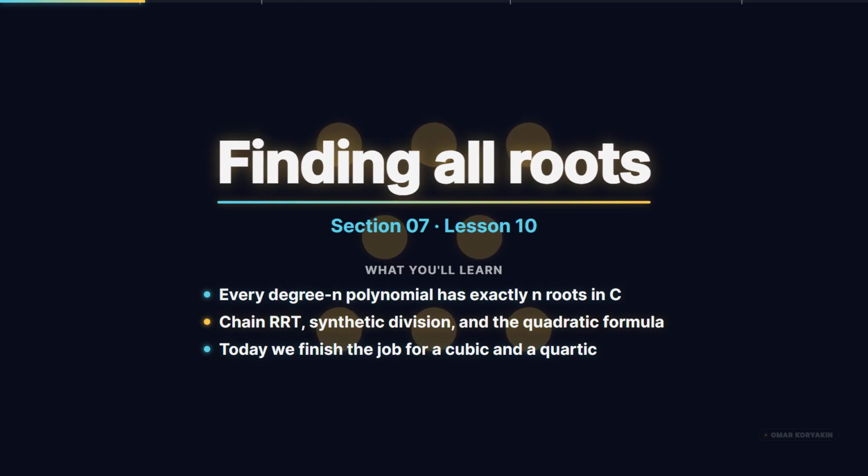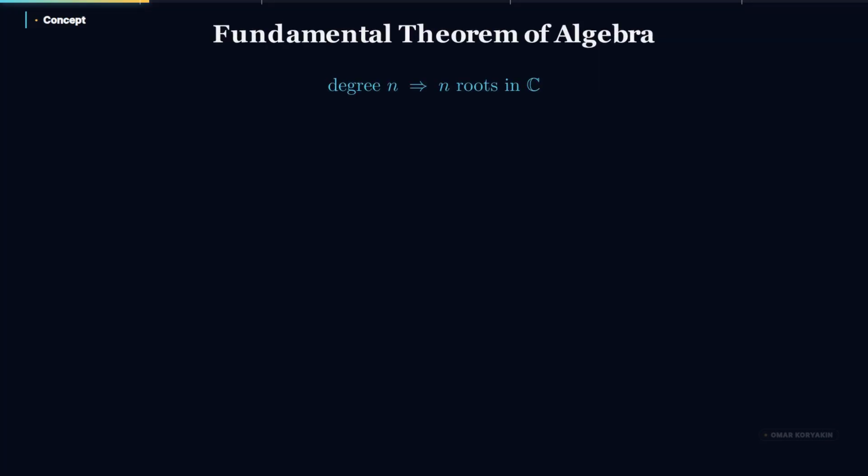The fundamental theorem of algebra says a polynomial of degree n has exactly n roots in the complex numbers counting multiplicity. Three quick polynomials make that promise concrete. One quadratic, one cubic, one quartic, side by side with their roots drawn in.